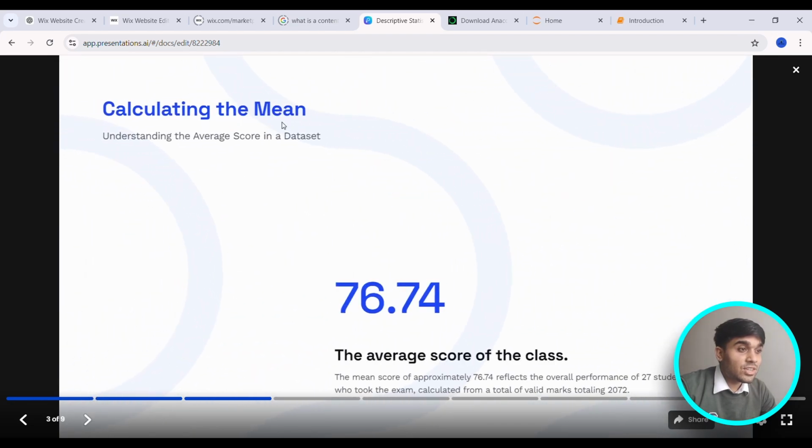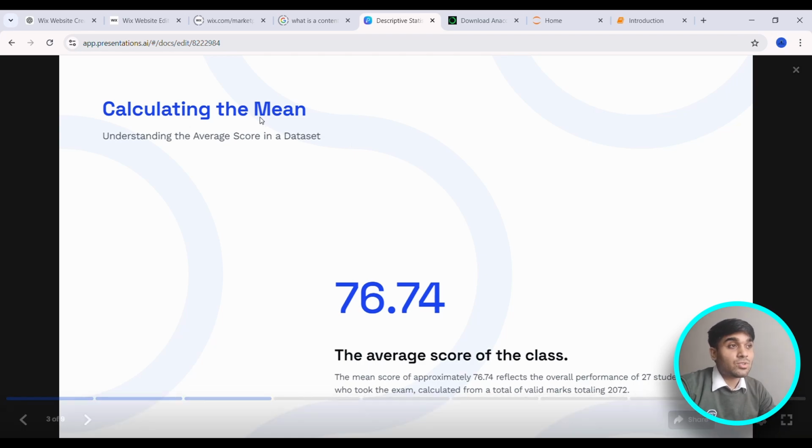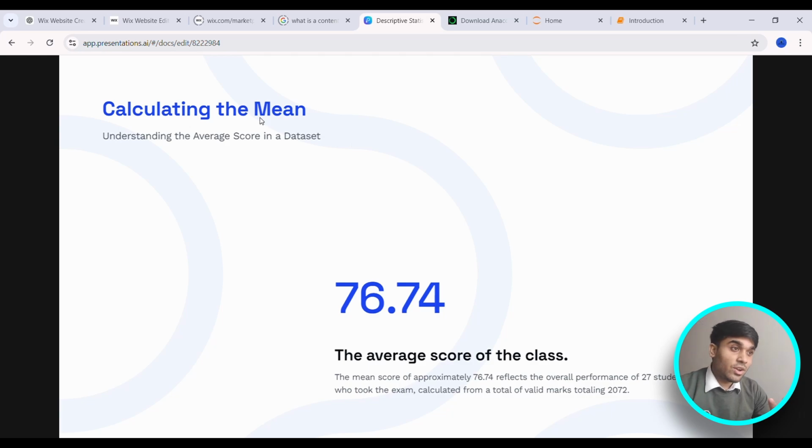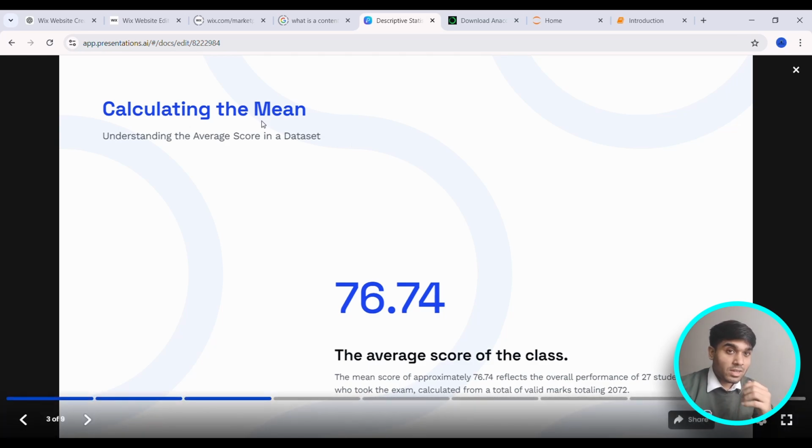It is the calculation of average, that is, mean. So mean is nothing but the average. So you had 10 marks, your friend scored 20. On average, both of you scored 15 marks.